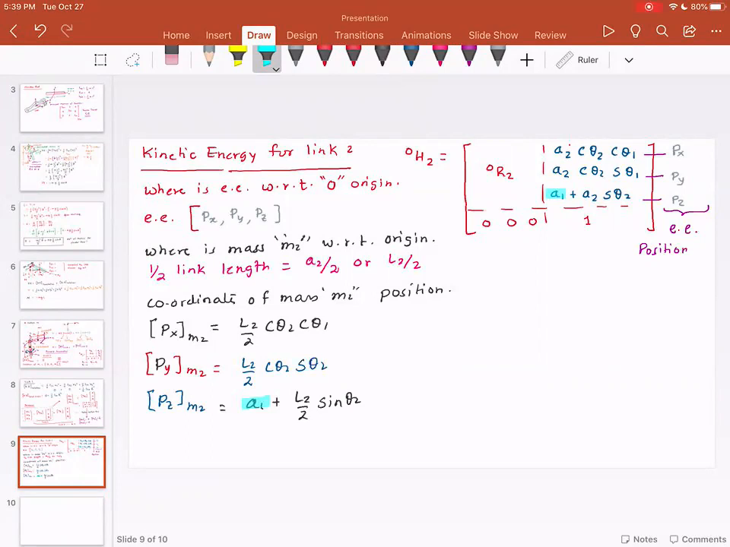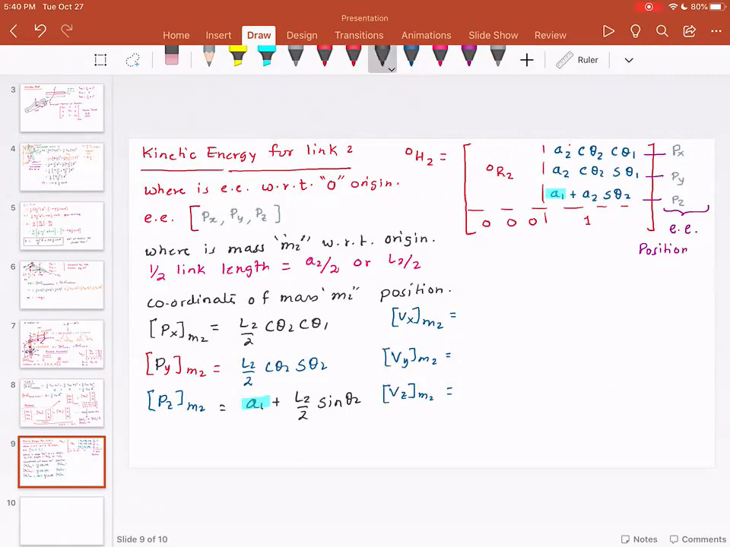Okay, so the good news is we found the positions of mass m2, but we actually need the velocity of mass m2 in the x direction, the velocity of mass m2 in the y direction, and the velocity of mass m2 in the z direction. So I need these velocities. How do I get these velocities? These velocities can be obtained from the Jacobian expressions that we derived.